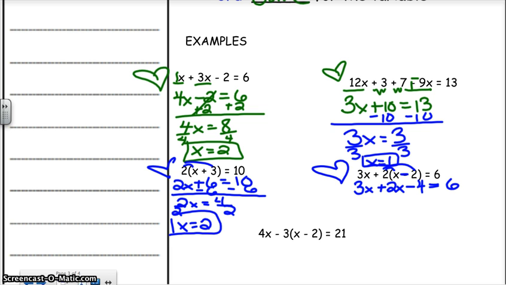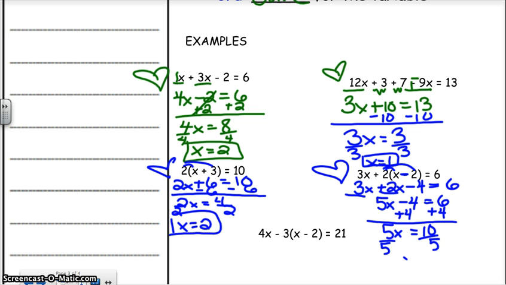Now I can combine like terms. 3x plus 2x is 5x's, minus 4 is equal to 6. Move what's not connected to the variable, so I'm going to move minus 4 by adding 4. And I get 5x is equal to 10. That's 5 times x. To move times, I divide, and I get x is 2. Final answer.